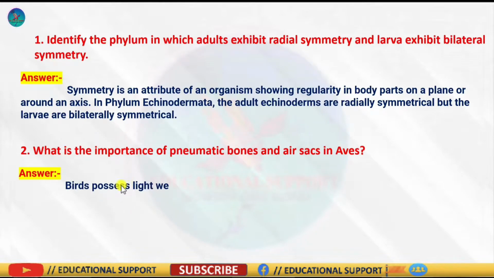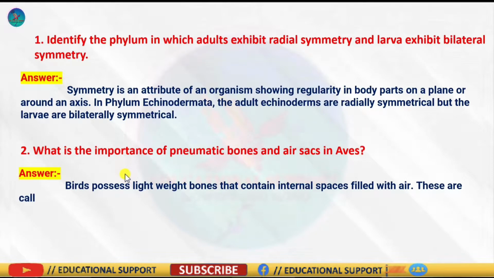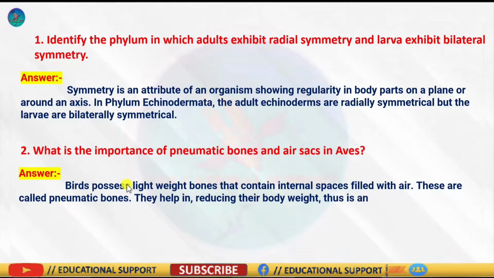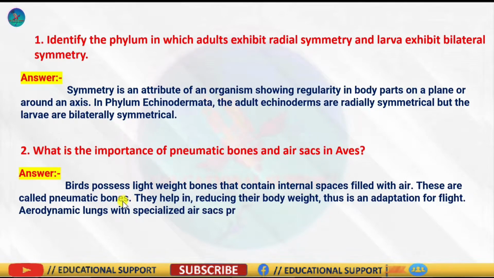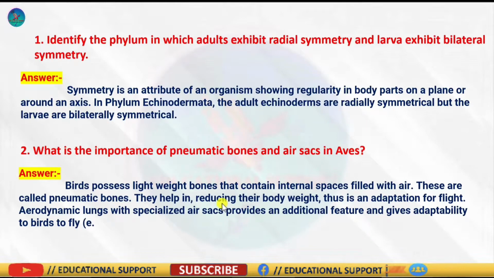Question number 2: what is the importance of pneumatic bones and air sacs in birds? Pneumatic bones are hollow and hence lightweight, so this helps in weight reduction. Air sacs are continuous with lungs so that extra air can be filled in them. This provides buoyancy, and thus pneumatic bones and air sacs are flight adaptations in birds.